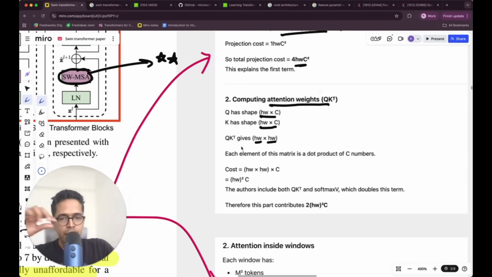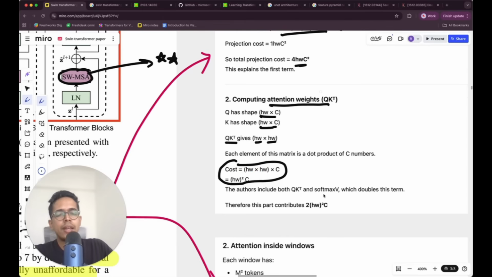Then each element inside this query dot key transpose, which is the attention scores, is a dot product between C numbers. Why? Because query is a C-dimensional vector and key is a C-dimensional vector. So you are doing C calculations and adding them up to get the dot product. So you have HW multiplied by HW multiplied by C, which is HW the whole square multiplied by C. That is the cost associated with calculating query dot key transpose.